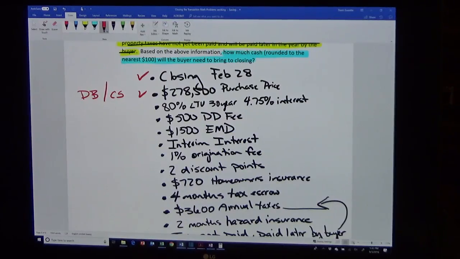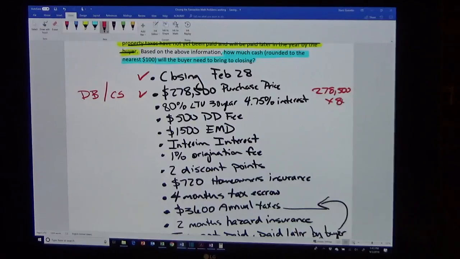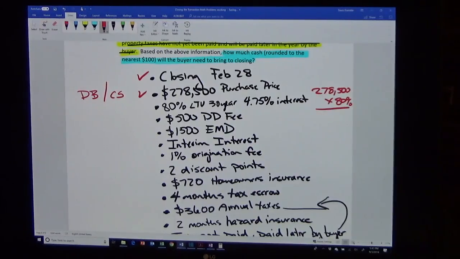The next one, 80% loan to value, 30-year loan at 4.75% interest. So I need to calculate the loan amount. Well, 80% loan to value is going to be $278,500 times 80%. Actually, why don't I do this? Let me go to a blank sheet I made for all my work. Let me just slide over there, that way I've got everything together. I'll try to keep it neat so you can see what I'm doing here.